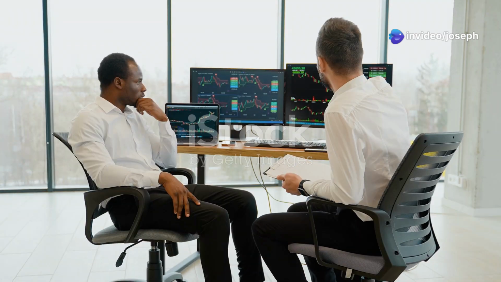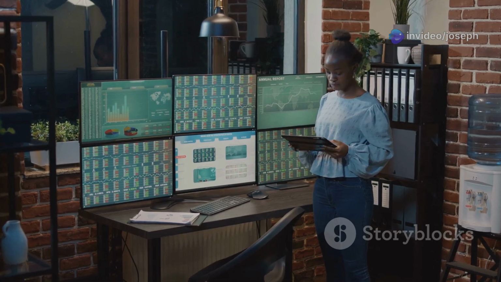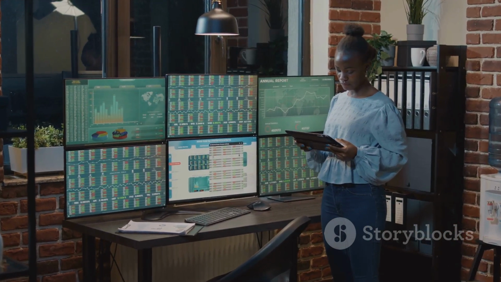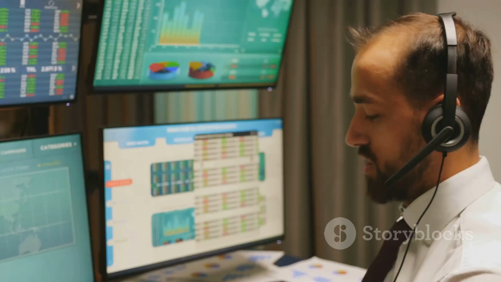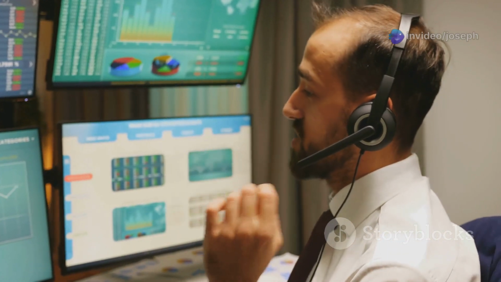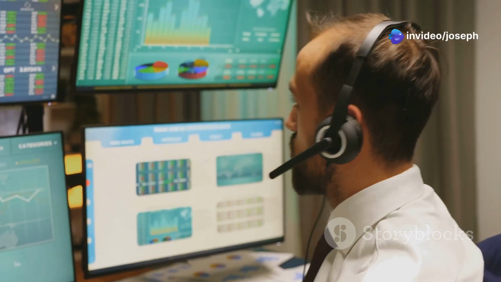Choosing the right Forex broker can make or break your trading success. Look for a broker with a solid reputation, tight spreads, low commissions, fast execution speeds, and excellent customer support. Remember, your broker is your gateway to the Forex market, so choose wisely.